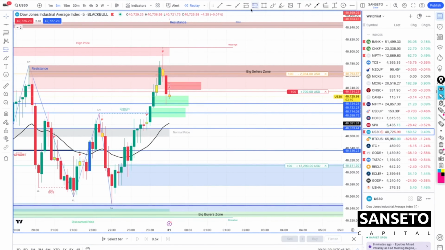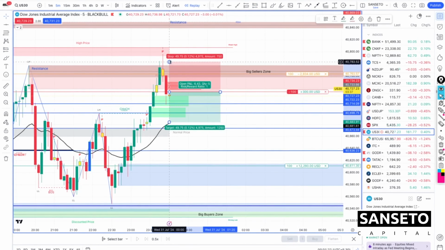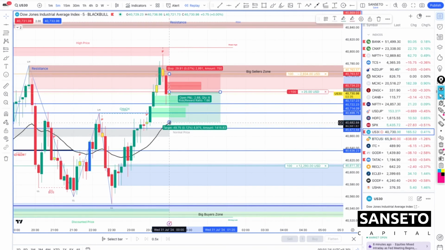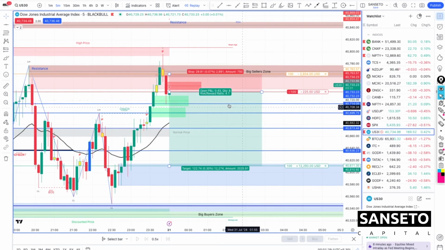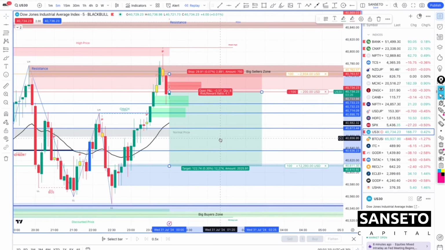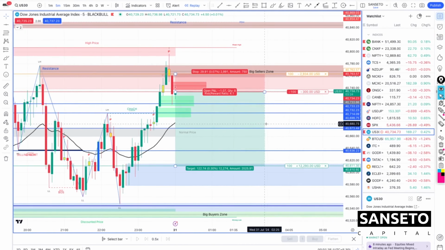Okay, let's see. This is our entry. This is our stop loss. This is our target. So here we are looking for a 1 to 4, 4 to 1 ratio. We are risking 29 points and we are looking for 120 points.